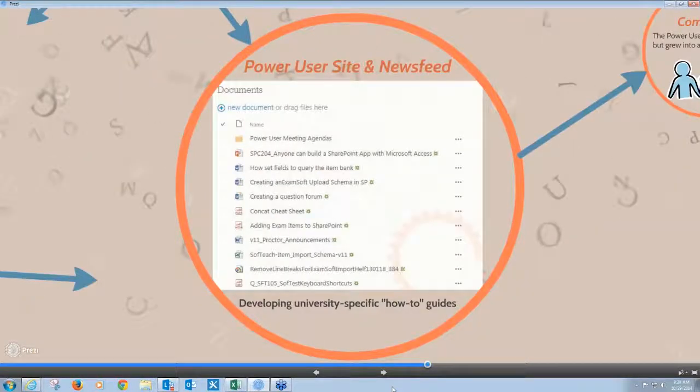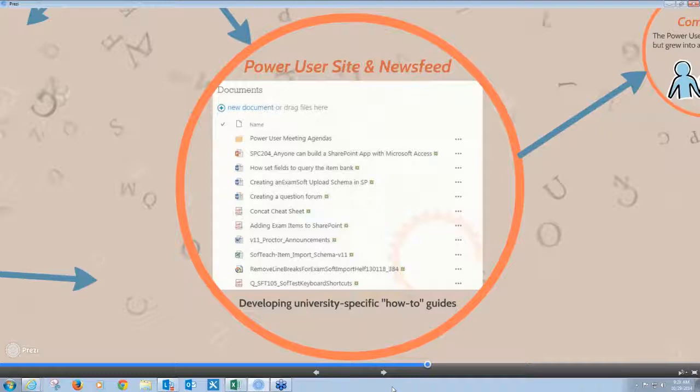So we also have a power user site and news feed. This is where we house the links to various ExamSoft quick reference guides, or QRGs. We even create our own how-to guides specific to our institution and post them here. Patty also created a forum for our users so that we can post ideas or problems, which opens up new conversations outside of our regular meetings. The power user site and newsfeed is like having our own ExamSoft community board for our institution that is specific to our needs.